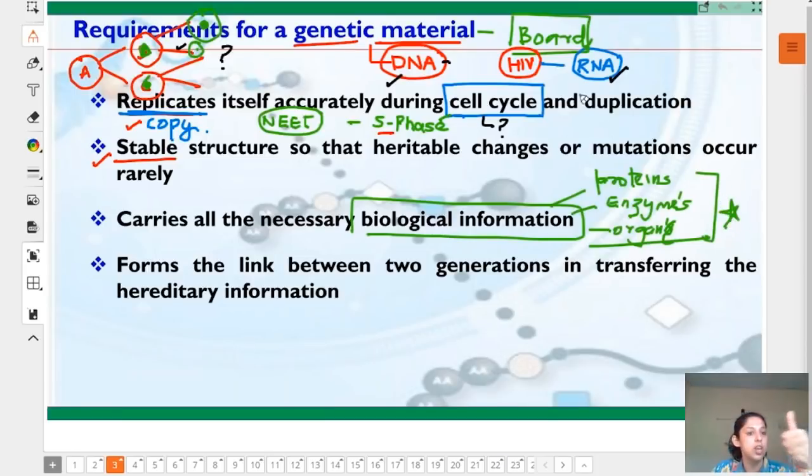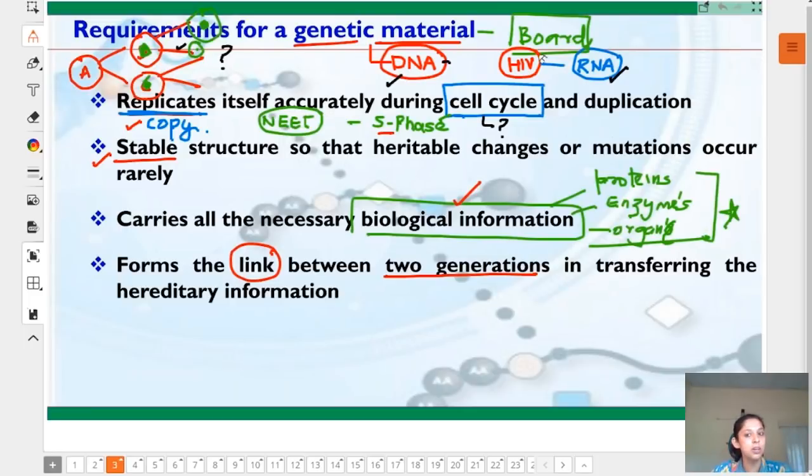I repeat, genetic material should be able to copy itself, replicate. Genetic material should be stable. Genetic material should carry all the information. And genetic material is a link between two generations. Between me and my parents, I look like my parents because they gave me the same genetic material. You look like your parents. So it's a link between two generations.